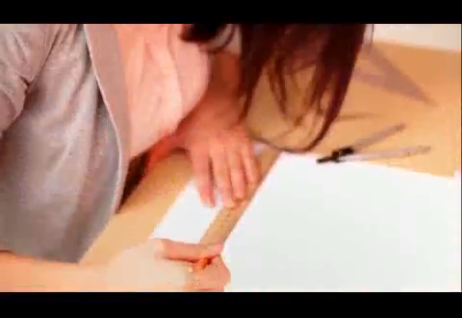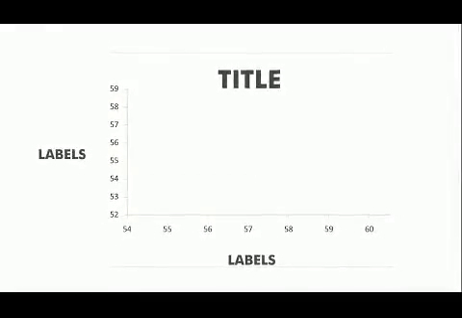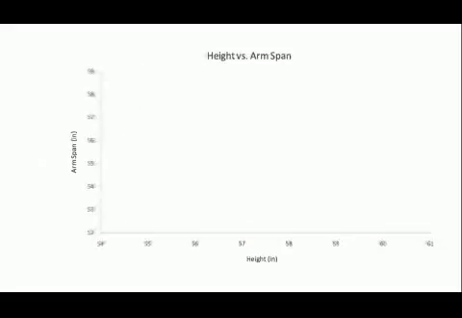Next, we will construct the scatter plot so that we can see the data visually. Remember that just like in any graph, it should contain a title, axis labels, and should be neatly constructed. Looking at the graph, it appears that as height increases, arm span tends to increase as well.